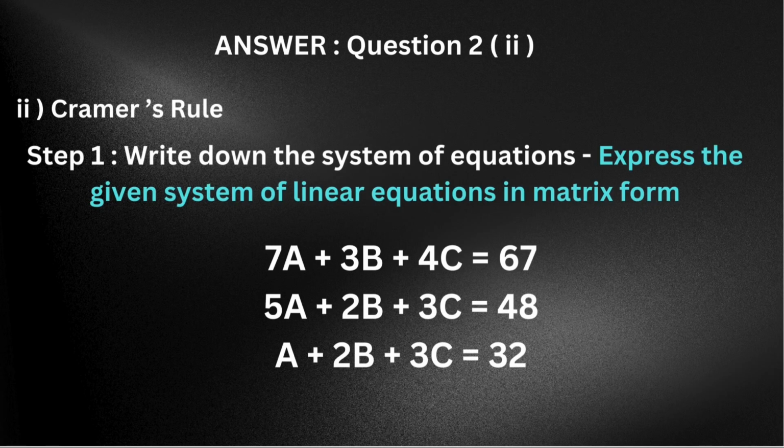Answer for question 2, number 2. Cramer's rule. Step 1. Write down the system of equations. Express the given system of linear equations in matrix form. 7a plus 3b plus 4c equal 67. 5a plus 2b plus 3c equal 48. a plus 2b plus 3c equal 32.